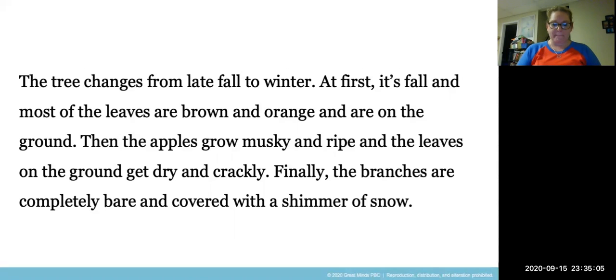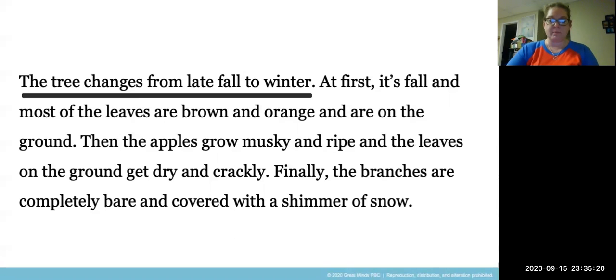This paragraph is about how the tree and the little yellow leaf changes from fall to winter. And the first sentence states the main topic of the paragraph. Underline the topic statement with your pencil. The remaining sentences are evidence that support the topic statement.